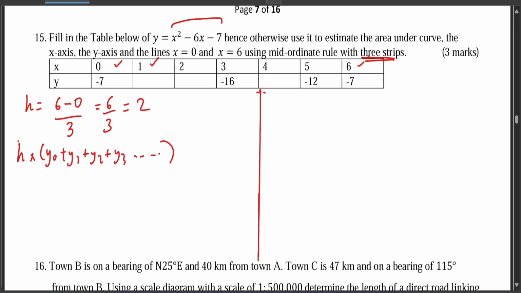So to find that of 1, you will use 1 squared minus 6 times 1 minus 7. So 1 minus 6 minus 7 gives us negative 12. If you want 2, the same thing. 2 squared minus 6 times 2 minus 7 gives you negative 15. If you want to find that of 4, the same thing.